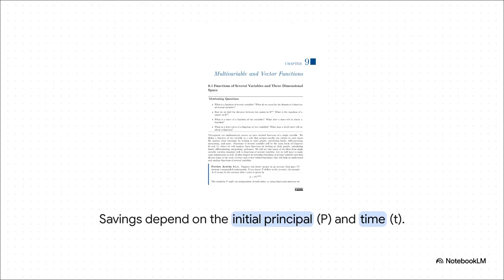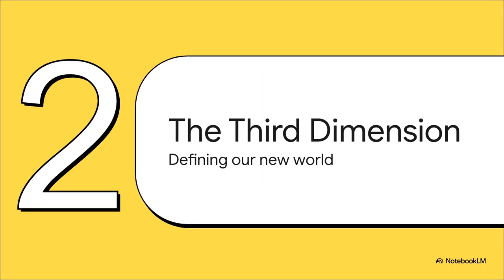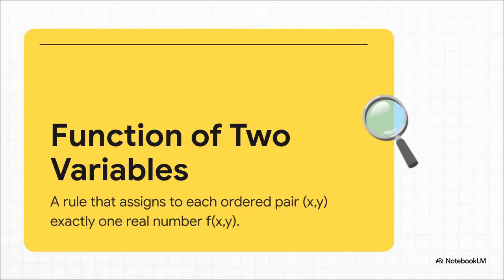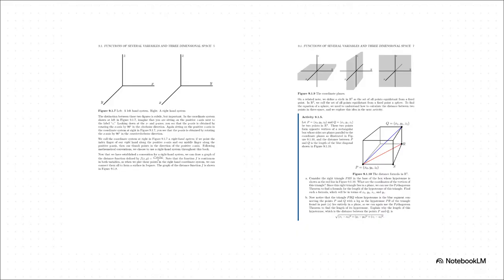Our trusty old y equals f of x just can't handle it. So if we want to play in this new space, we need a new set of rules. It's time to properly define the world of multivariable functions. The big idea is actually pretty straightforward. Instead of just one input, we now have 2. We have an x and a y. We take this pair of numbers, we feed it into our function, and it spits out a single result, which we're going to call z.